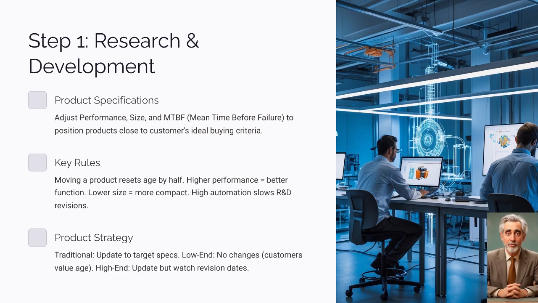Now repeat this process for other products. Acre, low-end: no changes in R&D during round 1. Customers value a high age, so avoid resetting it. Atom, high-end: update specs to approach 9.8 performance and 10.2 size. But watch your revision date. If it pushes into next year, scale back changes so it finalizes in 2020. Aft, performance: prioritize performance and MTBF. Agape, size: move toward a smaller size and decent performance. After you update all products, save your official decisions.